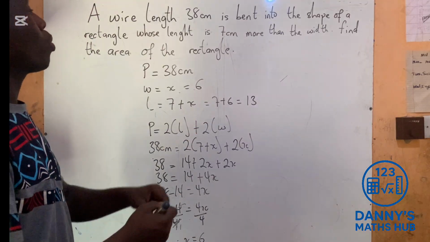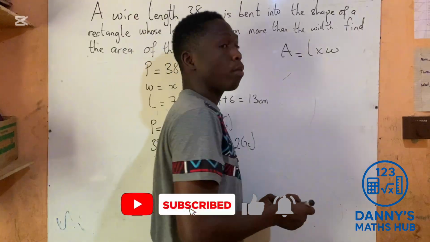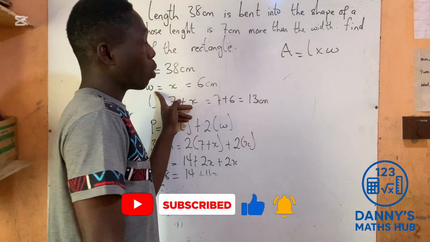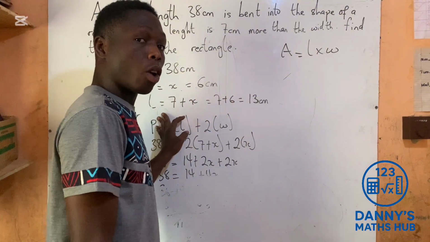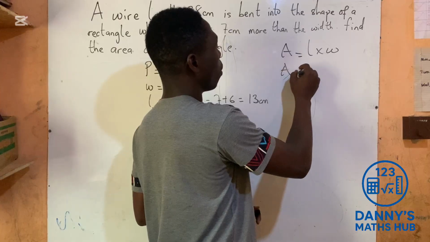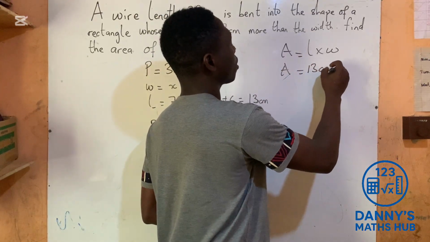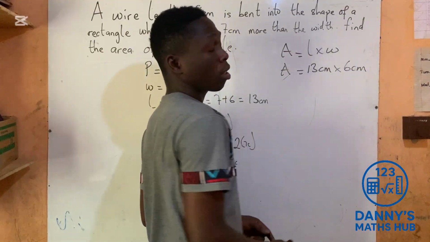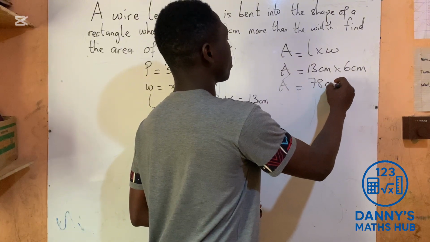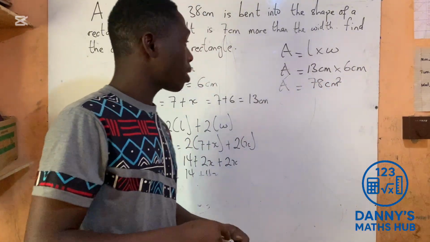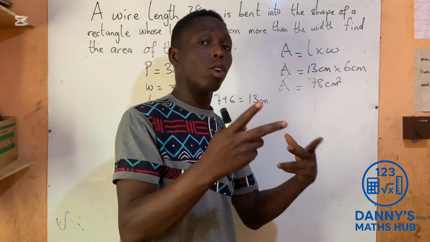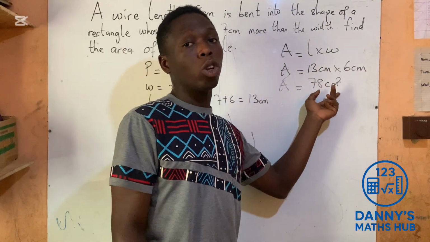Okay, so now they said we should find the area of the rectangle. From the previous answer that we found, the width is equal to 6 centimeters and the length is 13 centimeters. So we put it inside. We have area is equal to 13 centimeters times 6 centimeters. When we multiply that, we're going to get 78 centimeters squared. It is centimeters squared because when we multiply centimeter times centimeter, we get squared. That's why we have centimeter squared, not centimeter cube.